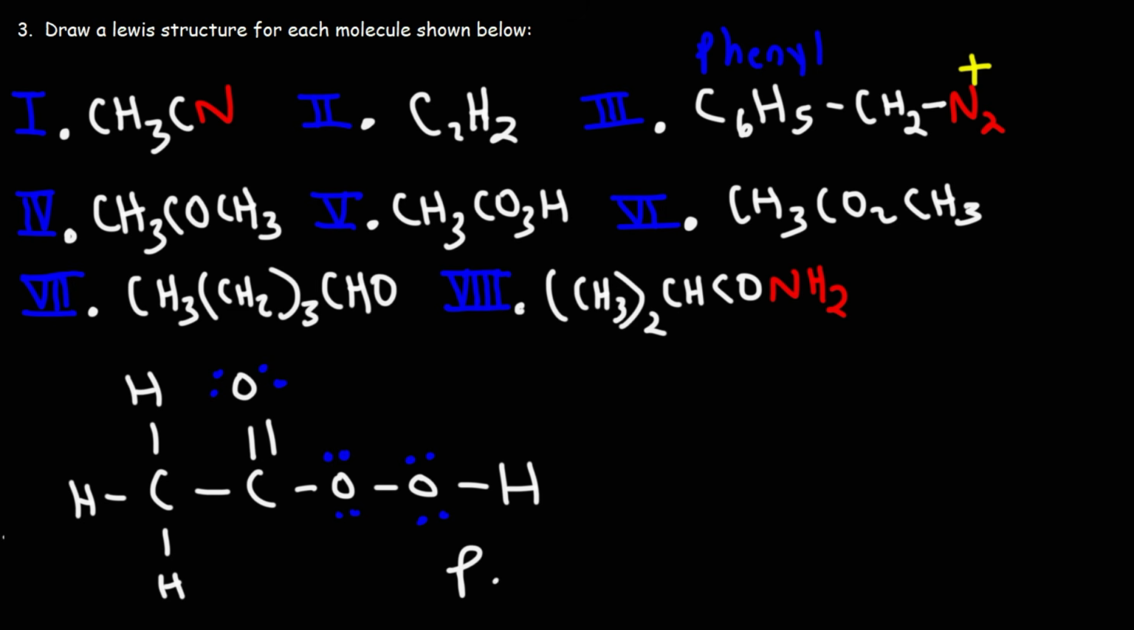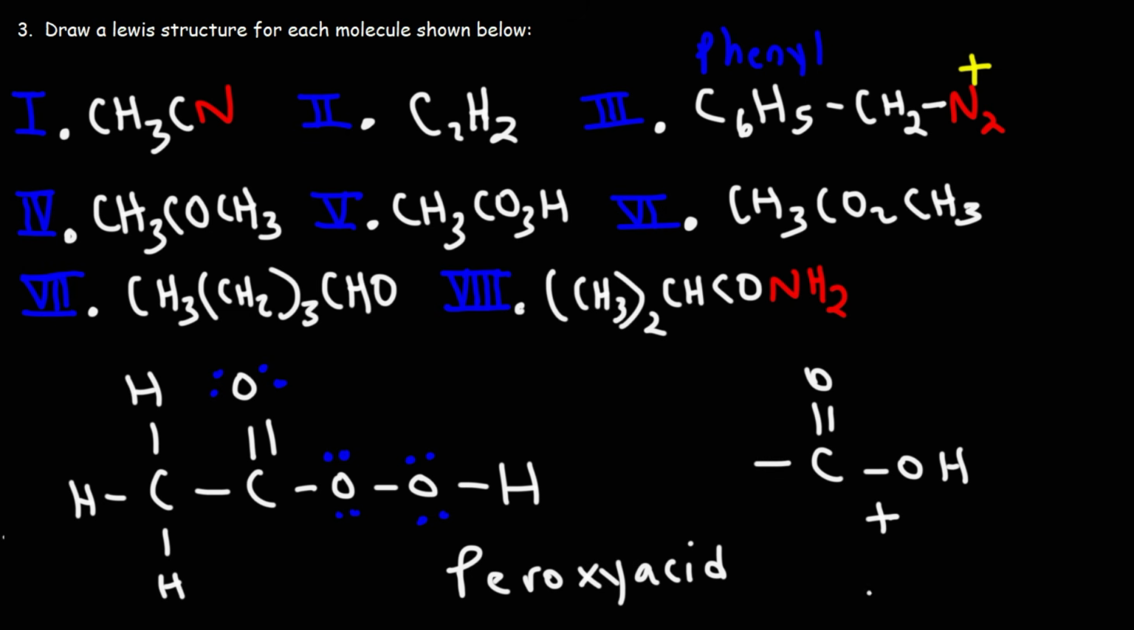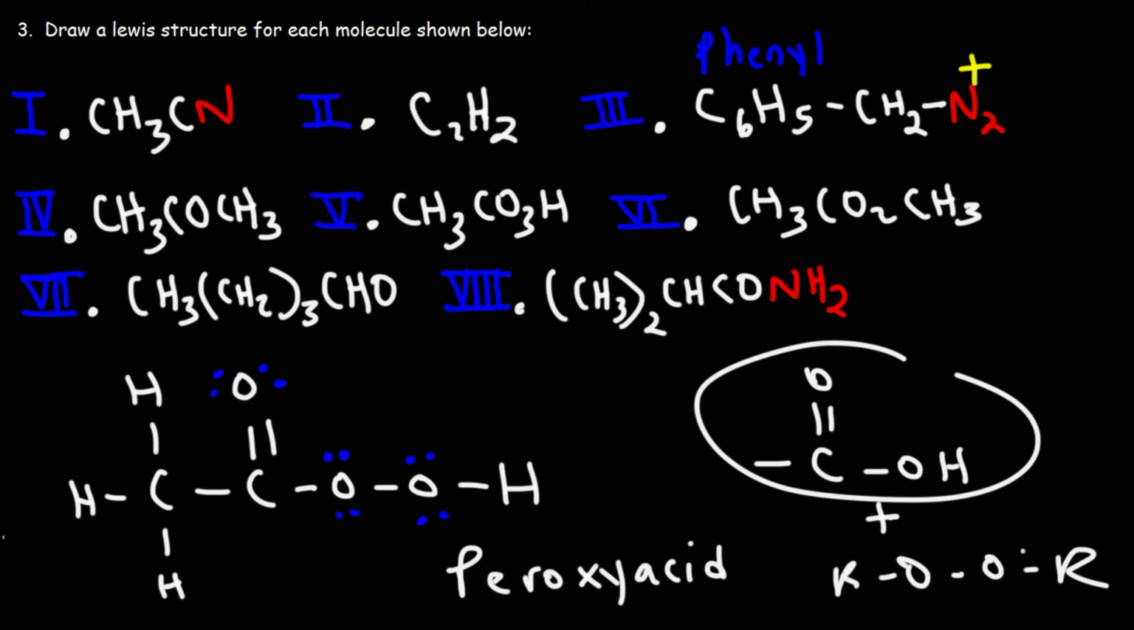This is what is known as a peroxy acid. So think of a carboxylic acid, which looks like this, and think of an organic peroxide, which looks like this. So the peroxy acid has elements of a carboxylic acid and a peroxide, so it's called peroxy acid.